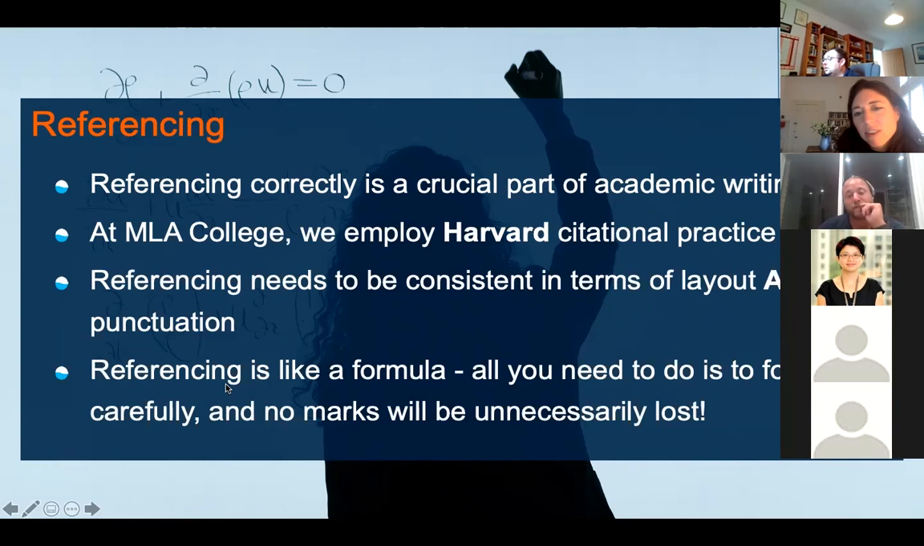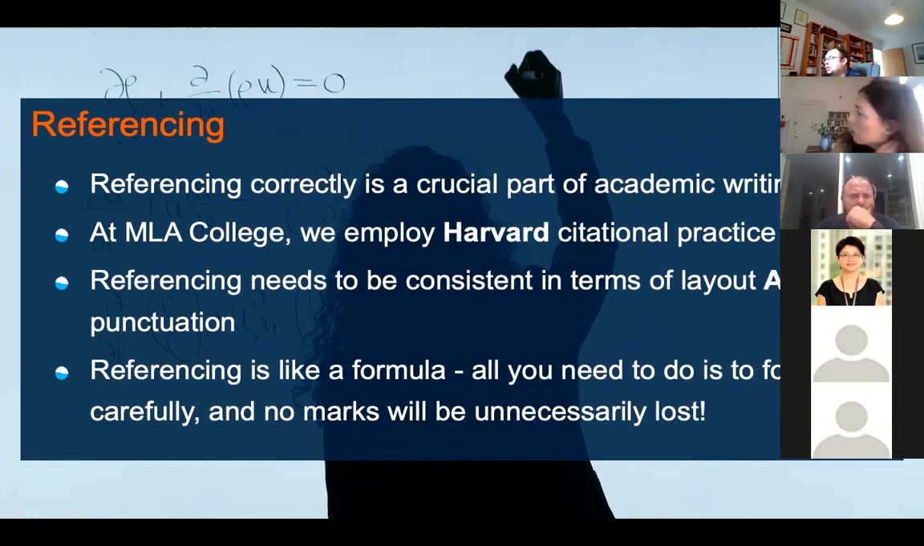Essentially, this is like a formula. All you need to do is follow it carefully and no marks will be unnecessarily lost, because everything is written out in the handbook, exactly how you reference a book chapter, exactly how you reference a journal article. There is no reason why it should be done wrong if you just follow exactly what it says. It's like following a manual. So there's kind of no excuse, really. There's even all these citation tools to help you create all your references these days if you want to use them.